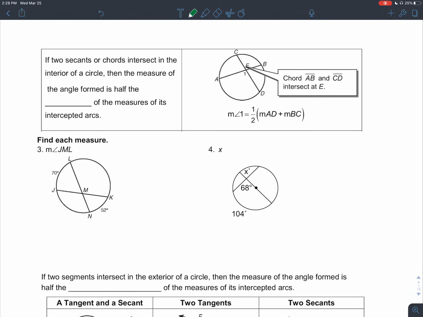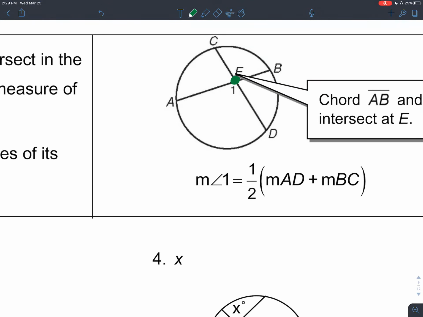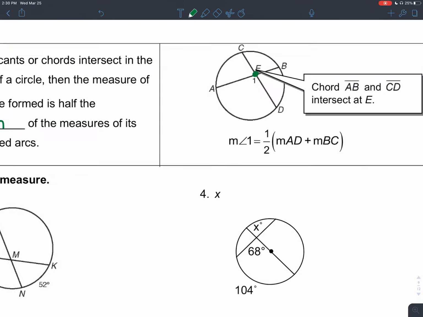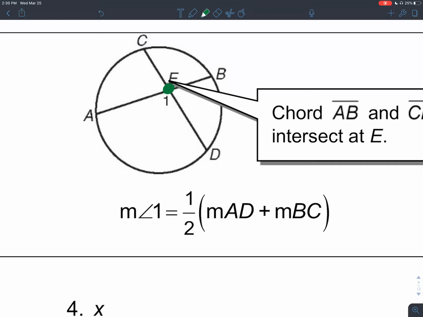Okay, for the next one, if two secants or chords intersect in the interior of a circle, meaning that we're looking at that point right here at E, then the measure of the angle formed is half the sum of the measures of its intercepted arcs. So all we're doing here is finding the average of these two arcs, and that will be equal to this angle. Since they're vertical angles, it would also be equal to that angle.